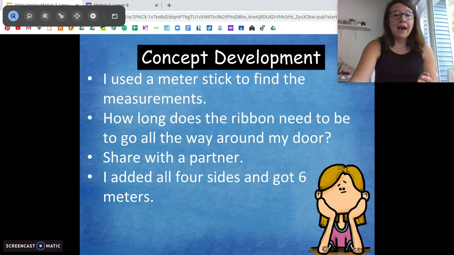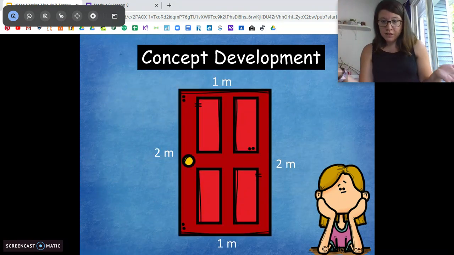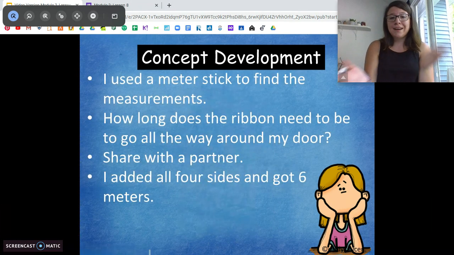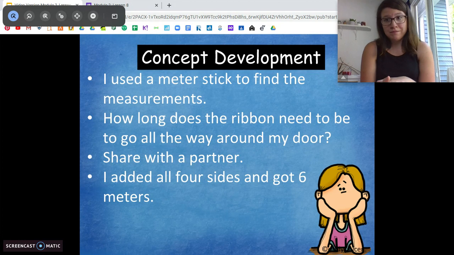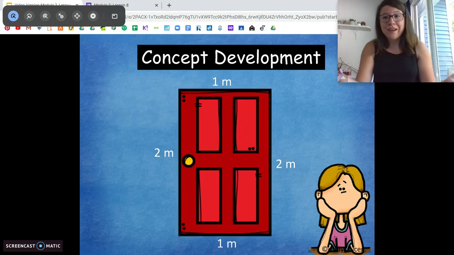So I'm going to add. 1 and 1 is 2, easy peasy. 2 and 2 is 4, 2 plus 4 is 6. I need 6 meters of ribbon. All the way around the door, add up all the measurements, and we got it.